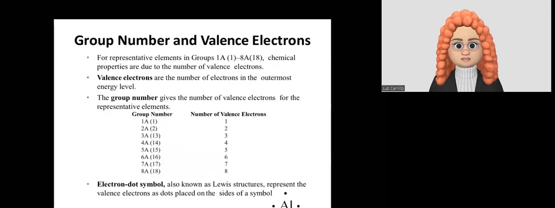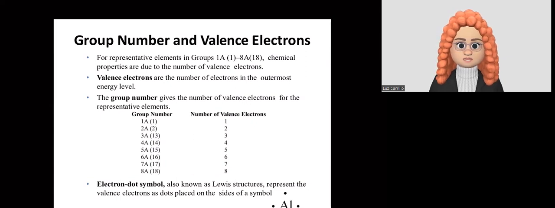When it comes to group numbers and valence electrons, now we are going to focus on representative elements. Remember that representative elements are the elements that are present in groups 1A through 8A, meaning that is going to be group 1A, 2A, all the way to 8A. The other notation that the periodic table has is only groups 1, 2, and 13 through 18. So atoms have all different electrons.